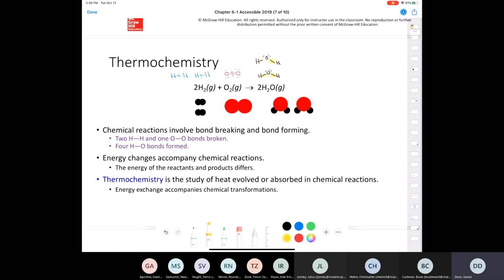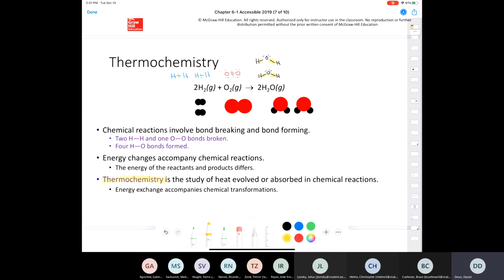And there's an energy change associated with this reaction. Like I just told you, this reaction releases a lot of heat energy, and so energy changes accompany chemical reactions. The energy of the reactants and the products differs, and that's why we get energy released during this particular reaction. Now, thermochemistry, which is the subject of this chapter, is the study of the heat that's evolved, as in the case of this reaction shown in this slide, or absorbed in chemical reactions.